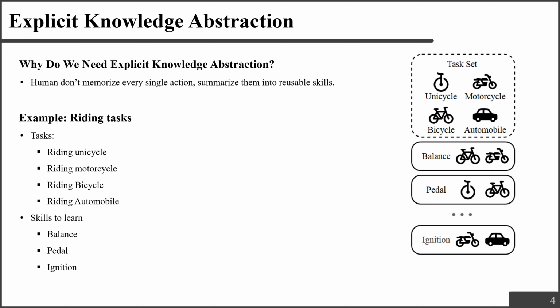Now, why do we need explicit knowledge abstraction? Let's think about how humans learn. We don't memorize every single action, we summarize them into reusable skills. For example, learning to ride a unicycle, bicycle, and motorcycle all share the balance skill. This is exactly the idea behind GoalSkill. That is this paper.